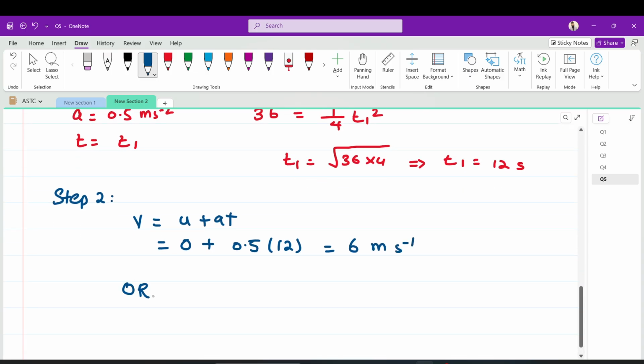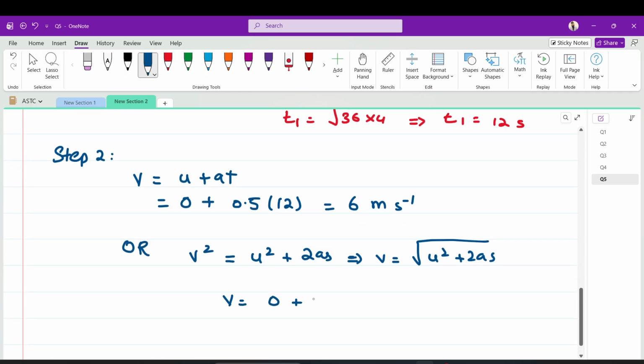Or if you don't want to use the value of t, because I mentioned previously that this is the value we have worked out ourselves, right? What if this value is incorrect? You can use the alternate equation, that is v square equals u square plus 2as. So that becomes v equals square root of u square plus 2as.